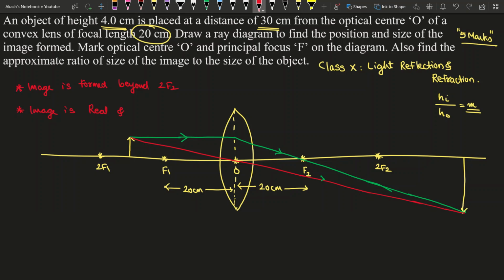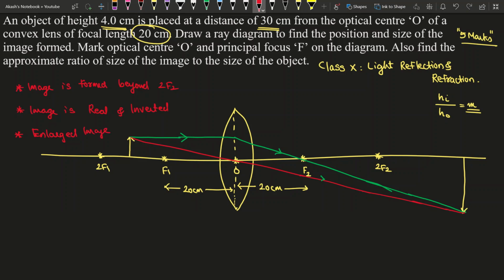With respect to the object, the orientation of the image is opposite. That is why you are getting a real and inverted image. When you compare the size of the object and the size of the image, we are getting an enlarged image.